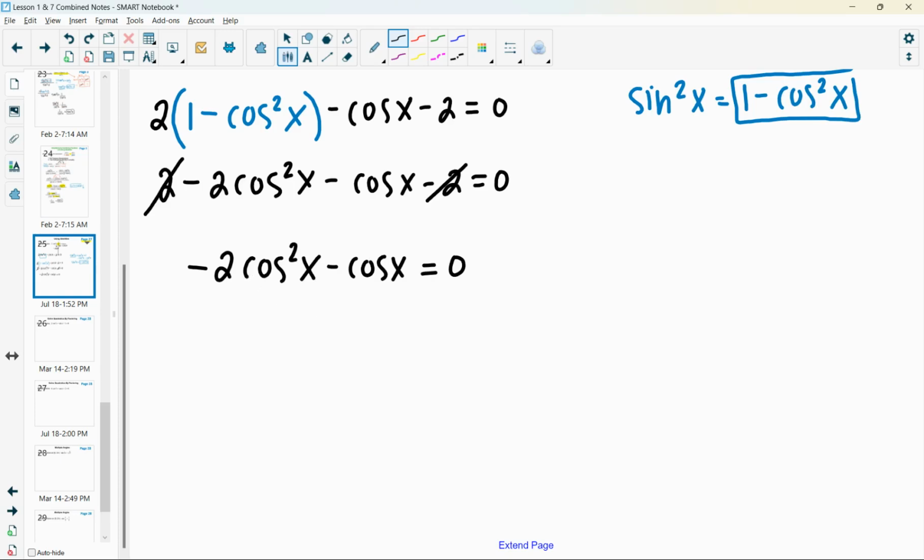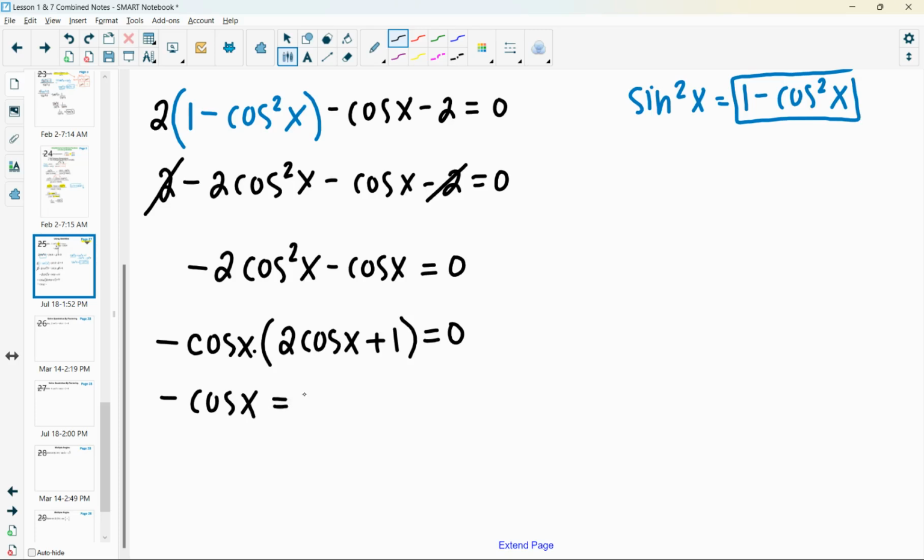So now we can factor this. And because both these are negative, I'm going to take out a negative. And then I see a cosine in each, so I'm going to take out a negative cosine. So when I take out a negative cosine from negative 2 cosine squared, I'm left with positive 2 cosine. Negative cosine divided by negative cosine is positive 1. And then that equals 0. So now that we have 2 expressions multiplied by each other equal to 0, we can split them and set them both equal to 0.